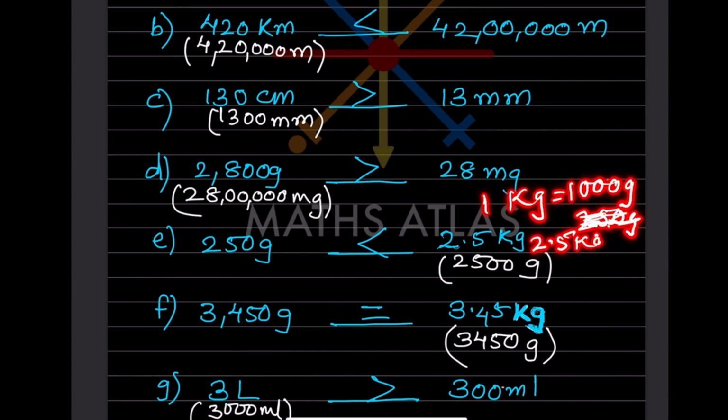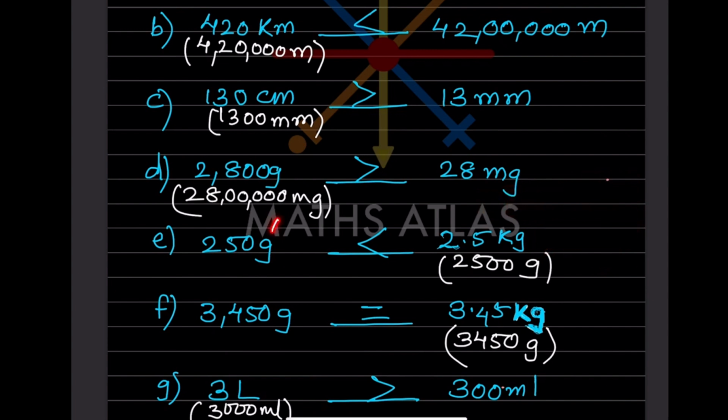So 2.5 kilograms. So what are you going to do here? You are going to do 2.5 into 1000. That is going to be 2500. Because we are not converting this part, but we are converting this part. So that is 2500 grams. So now again, what does this say? This is 250 grams and this is 2500 grams.